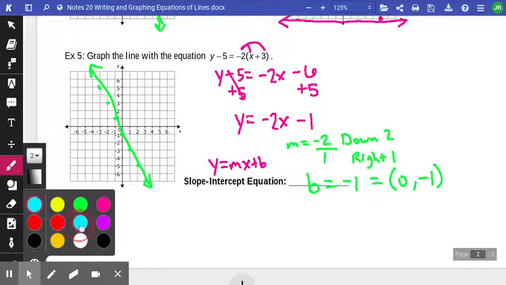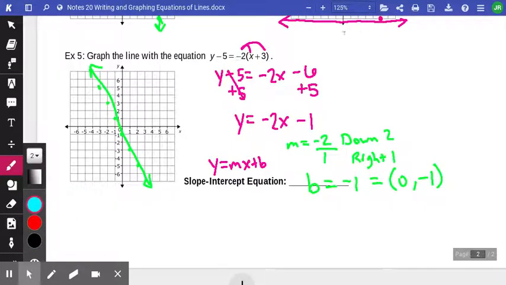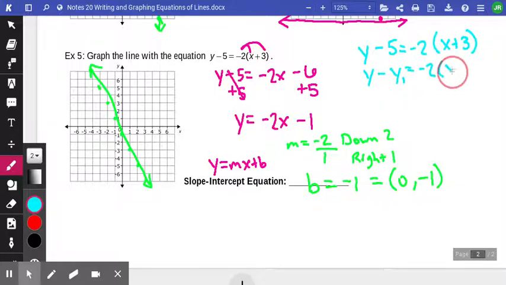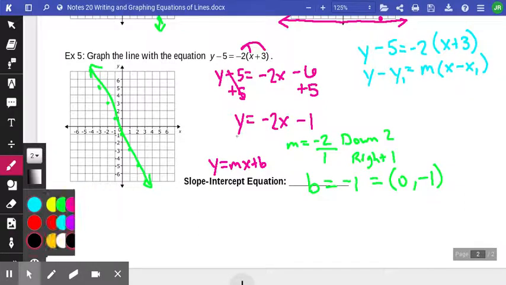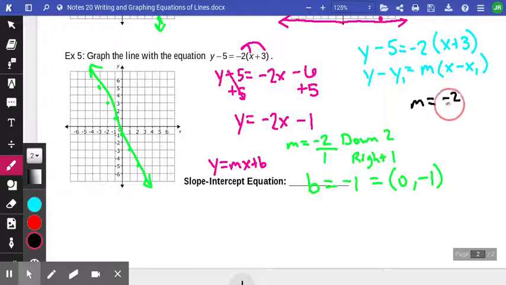For those of you that are interested, technically there is one more way that you could do this. And remember that your point-slope form is y minus 5 equals -2 and then x plus 3. The formula is y minus y1 equals m, and then in parentheses, x minus x1. So what this tells us is what's in the spot for m is the number -2. So the slope is -2, which we already said over here, -2/1.